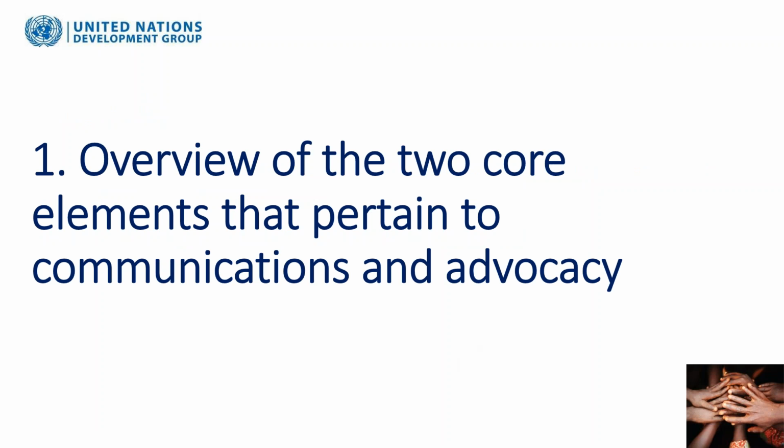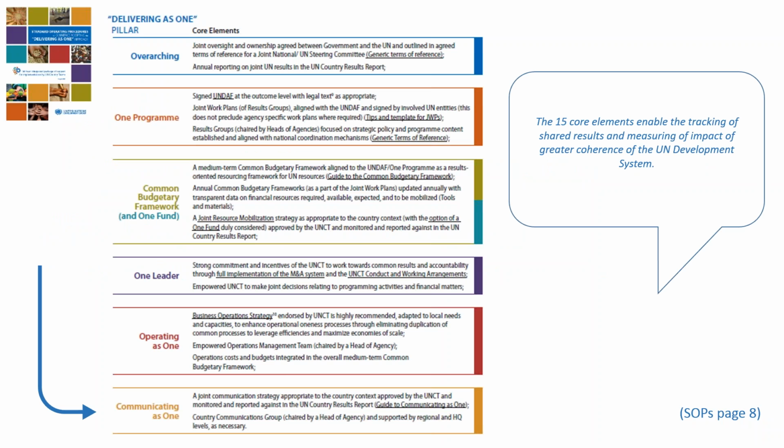As you know, there are 5 pillars of the standard operating procedures: one program, one budget, one leader, operating as one, and communicating as one. This is the larger ecosystem in which the communicating as one pillar sits. And each one, as you can see from the slide, has a number of core elements. Within communicating as one, there are 2, which focus on: do you have a joint communication strategy, and do you have a UN communications group at the country level?